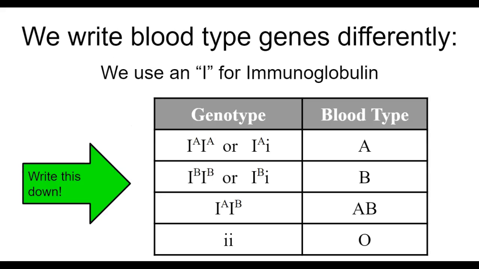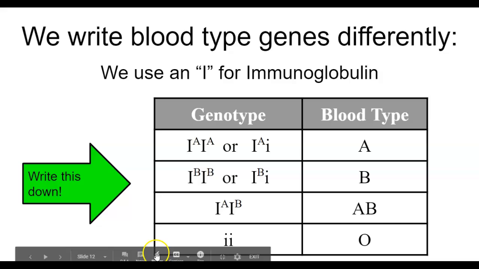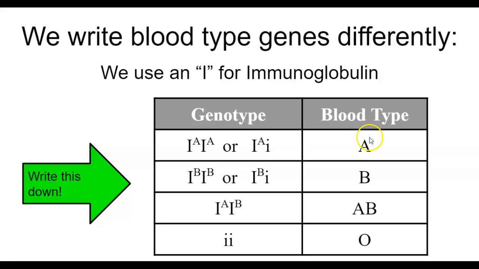All right, we're gonna write this chart down, okay? So we write blood types differently. We don't just write one letter, okay? We've got a couple letters. We use I for the gene, and the I stands for immunoglobulin, okay? So this big capital I that you see down here stands for immunoglobulin. Here's what I want you to do. I want you to take a second, I want you to pause this video, and I want you to copy down this chart right here. You can keep listening if you want while you copy it down.